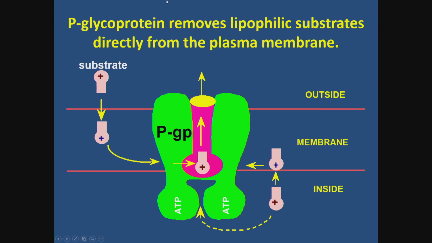P-glycoprotein removes lipophilic substrates directly from the plasma membrane. So if this is the blood-brain barrier, blood-testis barrier, this out here would be the blood, and this inside here is the brain. And the substrate, loperamide or whatever, any substrate, begins to cross the membrane, but then PGP captures it and excludes it. So actually, if it's a very potent substrate, the drug itself will never even make it into the brain. Instead, PGP will pump it immediately out before it even gets through the lipid bilayer.